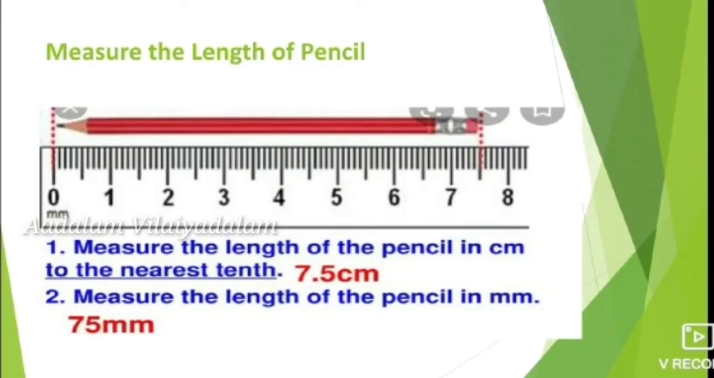First, take a pencil and place it above the scale starting with the 0 point. And notice the length of the pencil. Here it goes up to 7, so it is 7 centimeter. And in small units, after the 7 it goes up to 5, that is 5 millimeter. So totally the length of the pencil is 7.5 centimeter. That means 7 centimeter and 5 millimeter. It is denoted as 7.5 centimeter or 75 millimeter.